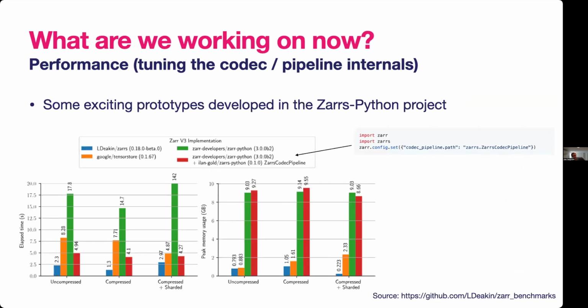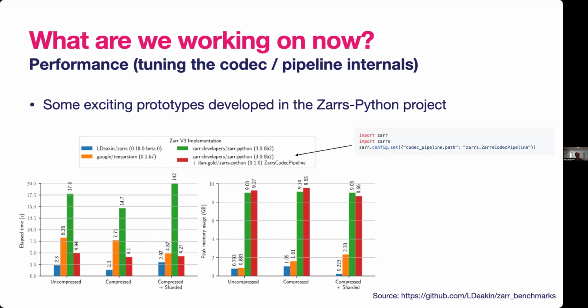So I mentioned that the Zarr project has this custom codec pipeline. And so they have a set of benchmarks that they've run. This is against an older version of Zarr Python 3, so I think the benchmark would be good to update. But the point is, they're comparing. The blue here is a Rust Zarr library. Orange is Google's TensorStore, which has Python bindings, but is written in C++, I think.